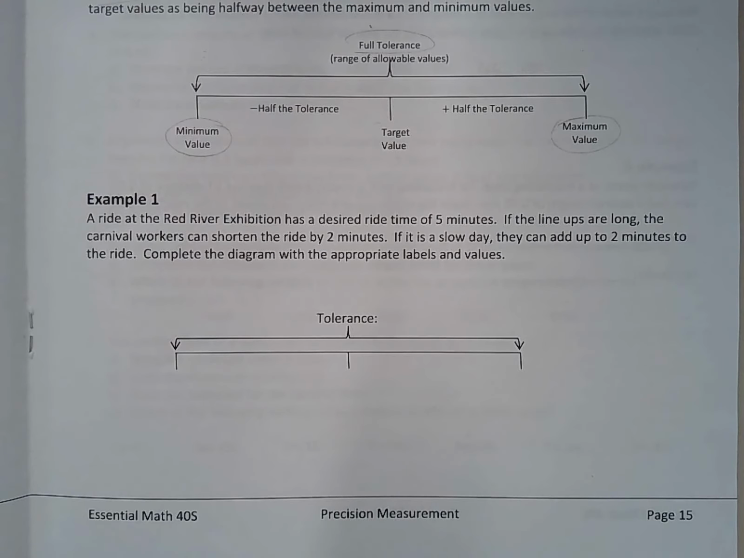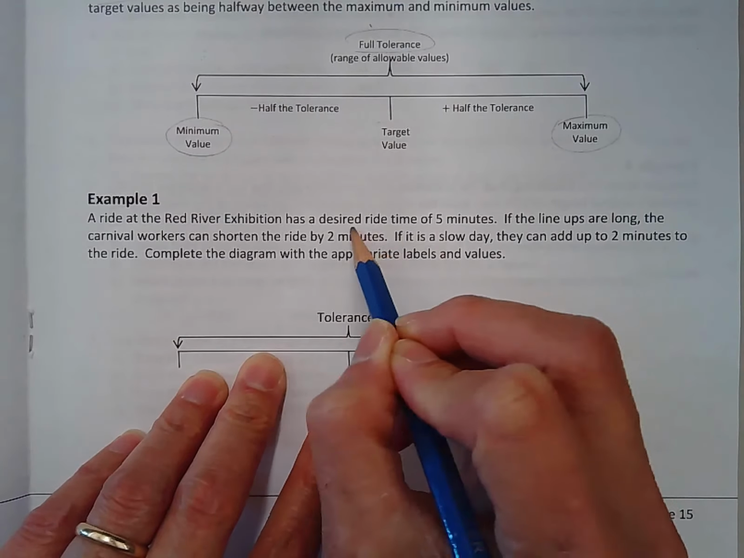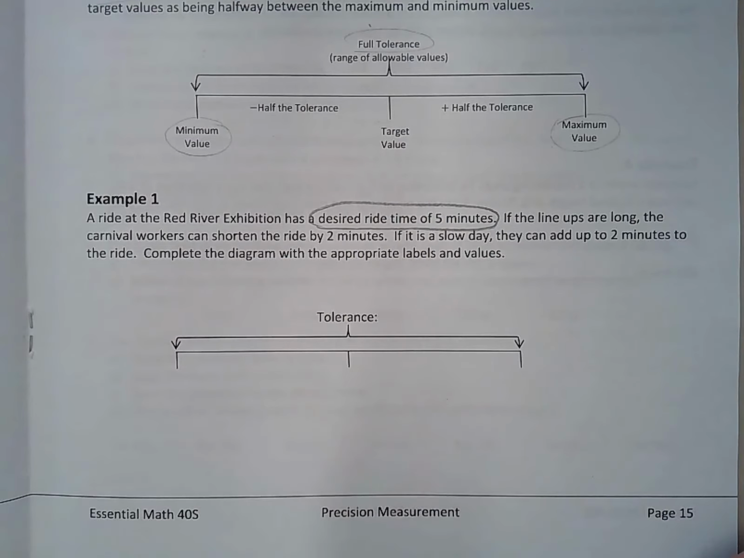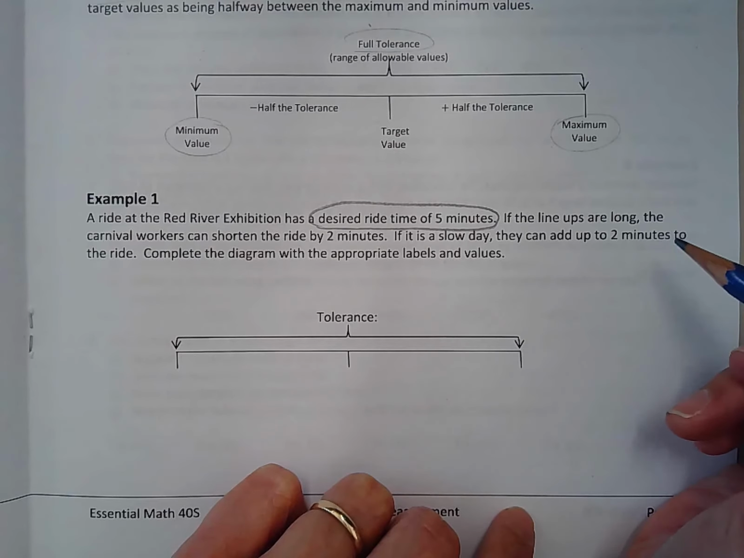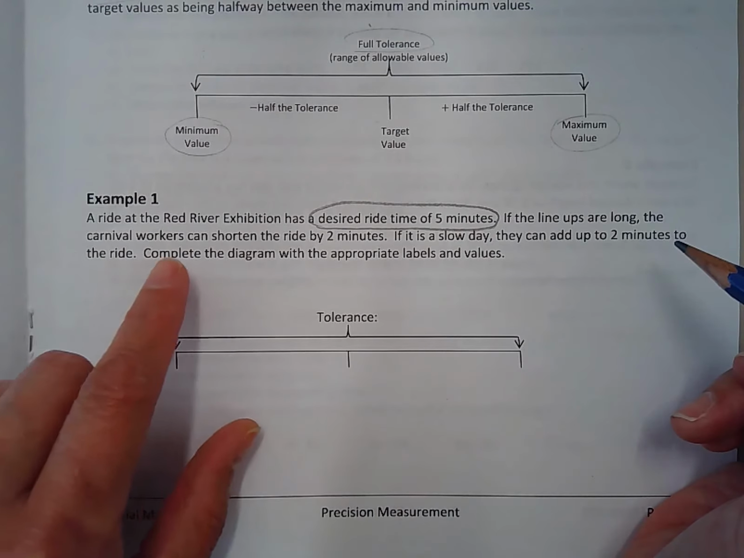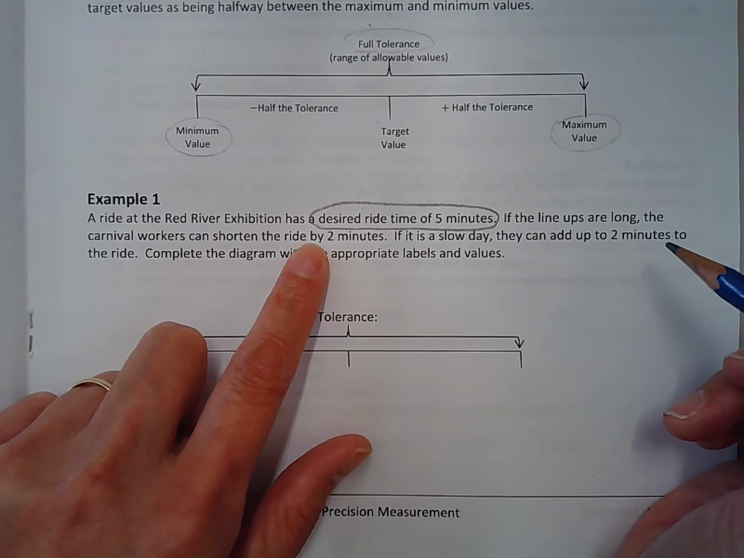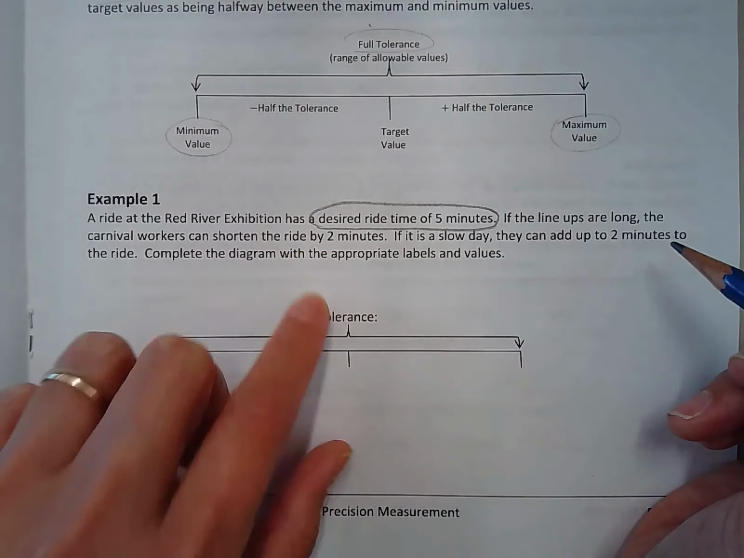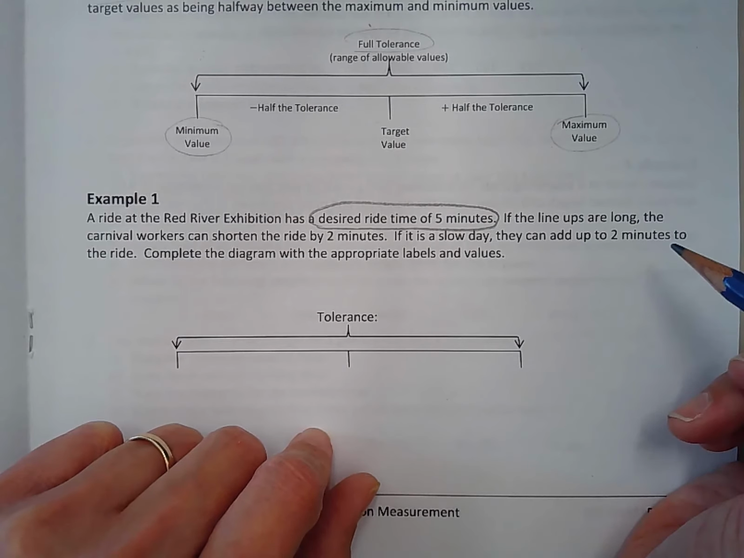So a ride at Red River Exhibition has a desired ride time of 5 minutes. That's what they want, 5 minutes. That's a target. If the lineups are long, the carnival worker can shorten the ride by 2 minutes.